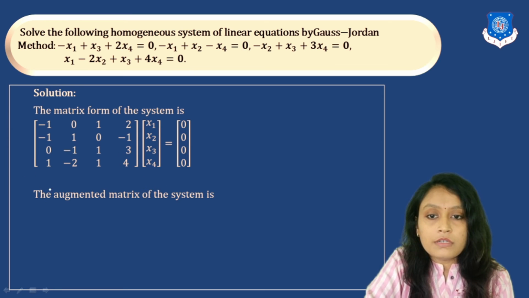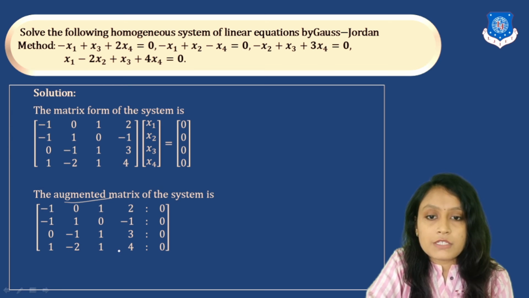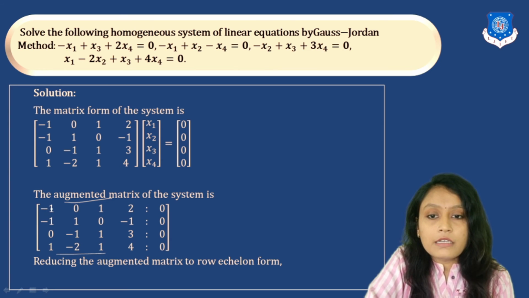Okay. So we will write the augmented matrix form. It is given by this form, that is matrix A to this 0 vector. Now we will make a row echelon form firstly, and then we will reduce it to reduced row echelon form. So for that we need 1 over here, right?